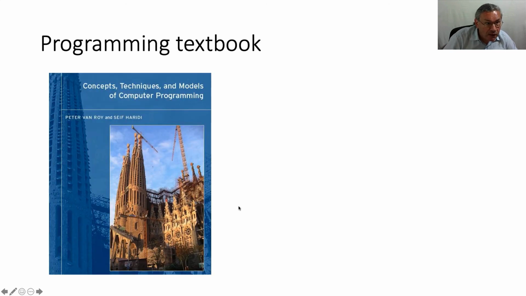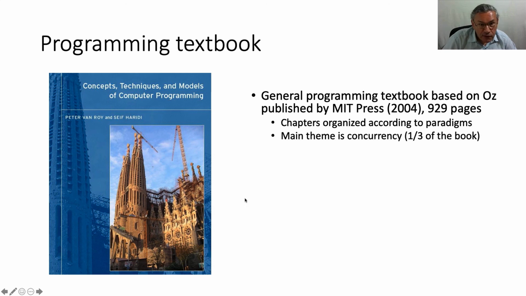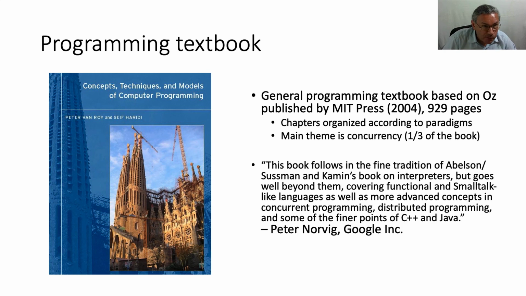There was a programming textbook, Concepts, Techniques, and Models of Computer Programming, published by MIT Press in 2004. Fairly big thing, 929 pages. The chapters are organized according to the paradigm, so the approach that we used in designing Oz was made very clear in this book. The main theme of the book is concurrency, which covers about 1/3 of the book. This book has got good reviews. So, for example, Peter Norvig has a very nice quote on the book showing how it basically is a successor to the well-known book by Abelson and Sussman.